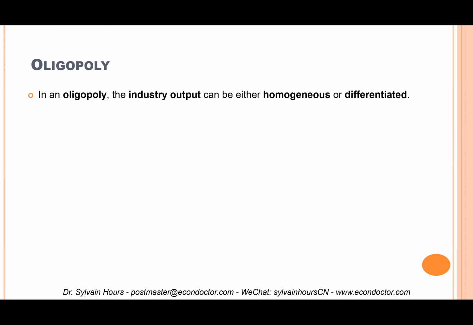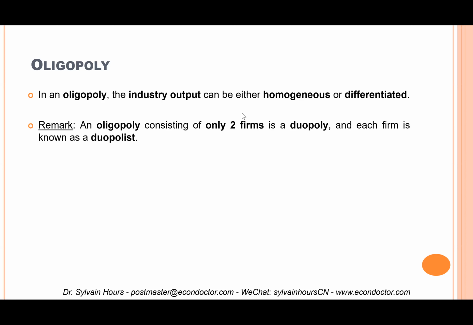That being said, if I remember some mark schemes from Cambridge, Cambridge seems to consider that the industry output is differentiated within an oligopoly, which is not accurate, at least not theoretically. Theoretically, it depends on the model that you consider. Of course, in practice, most oligopolies are such that the output is differentiated, because it's very hard to find markets in which everyone sells exactly the same thing. So yes, in practice, most oligopolies sell a differentiated output, but in theory, you can have the two models.